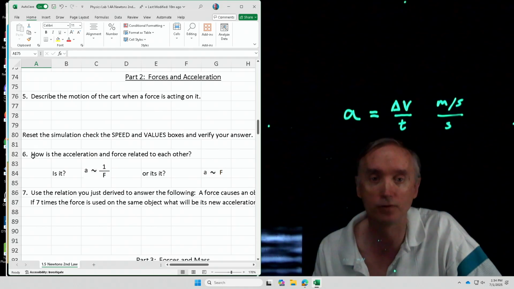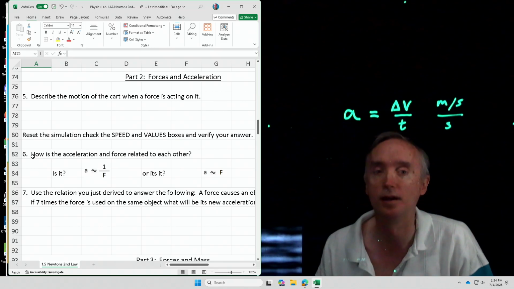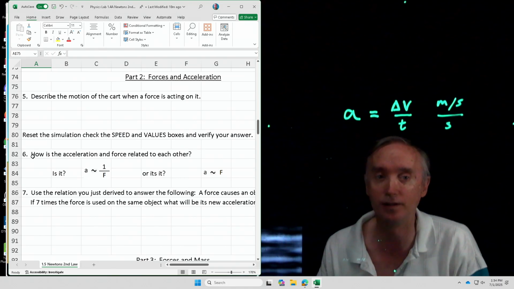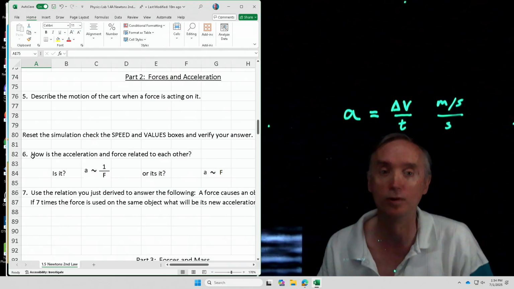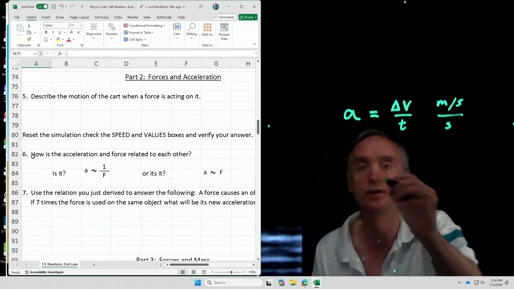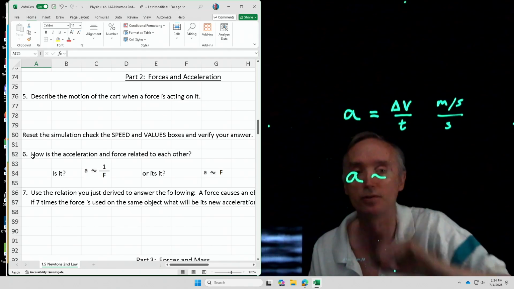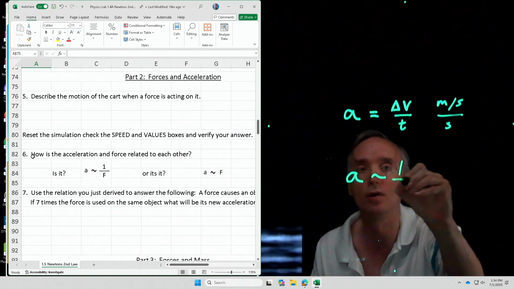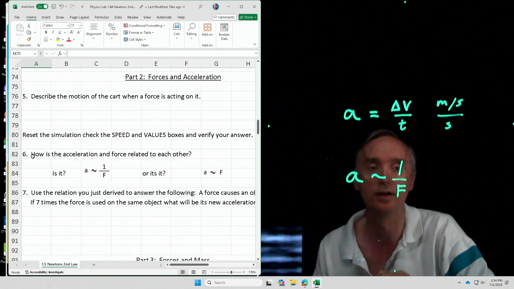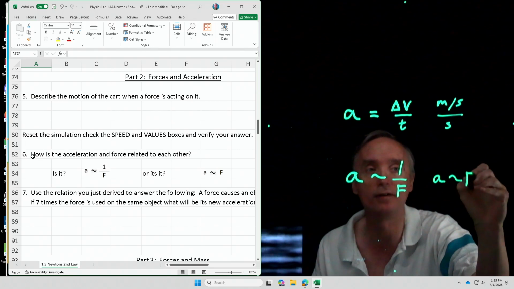Okay, now we're going to go down here to question 6. Now this is a little bit complex. How is the acceleration of the object related to the force acting on the object? Now you've got a 50-50 shot here. Is the acceleration proportional, so notice it's not an equal sign, to 1 over F, or is the acceleration proportional to F?